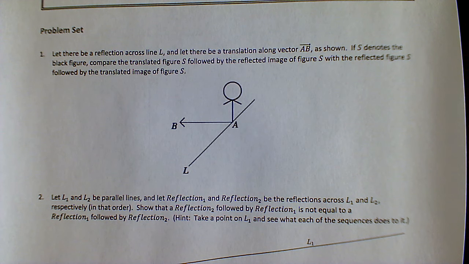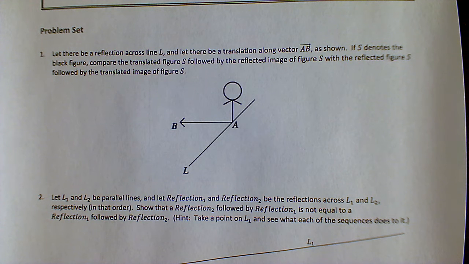Let there be a reflection across line L, and there be a translation along vector AB. If S denotes the black figure, compare the translation followed by the reflection with the reflection followed by the translation.